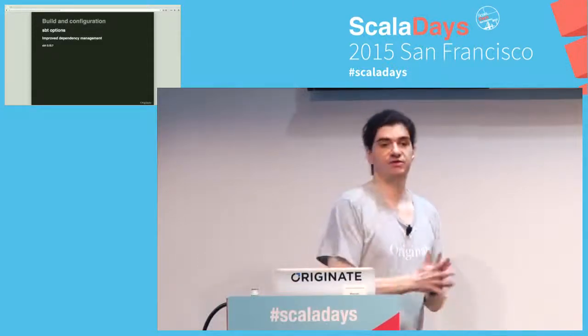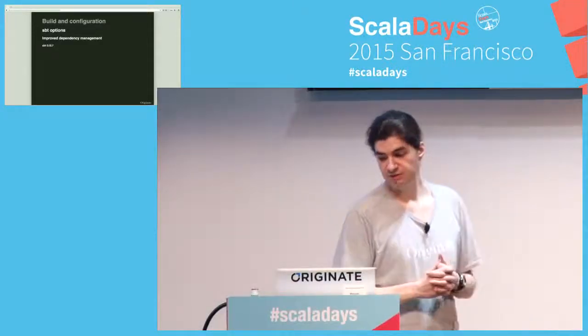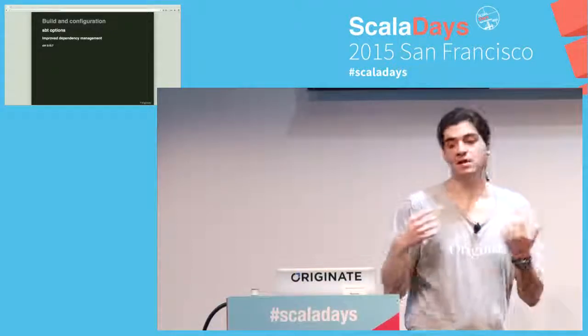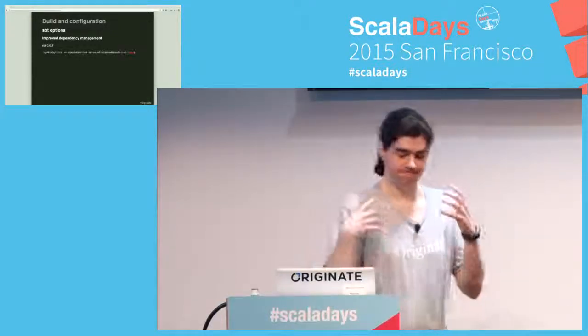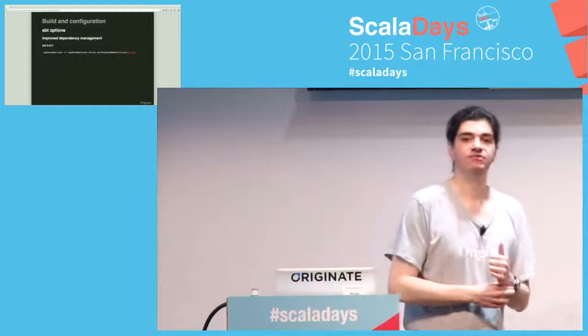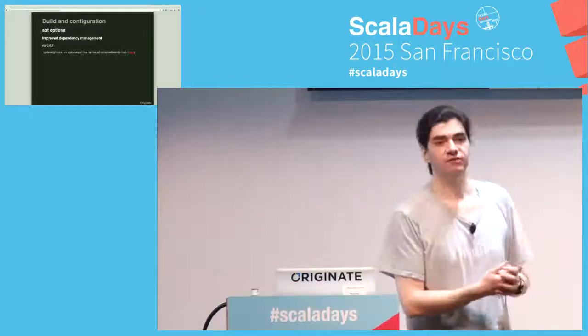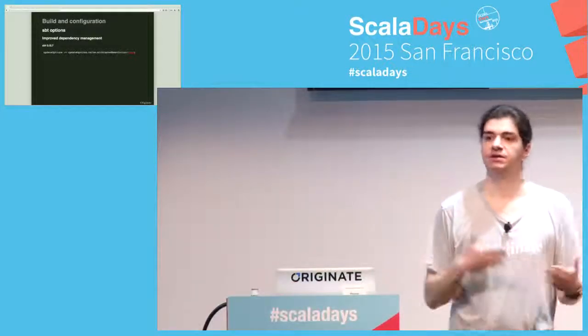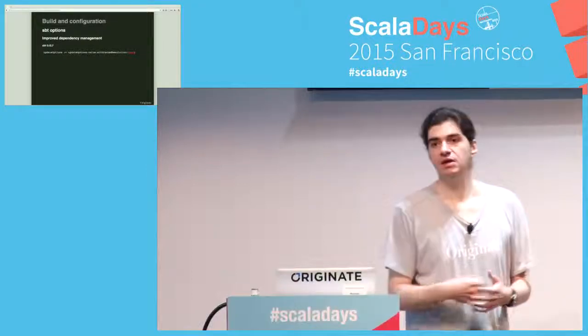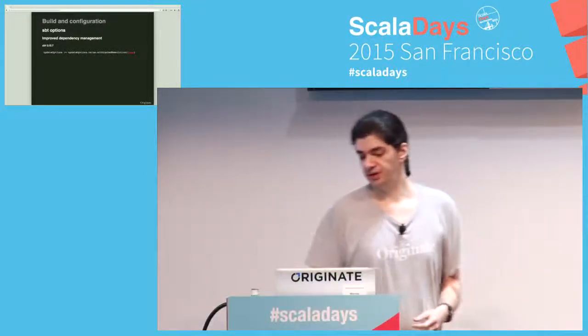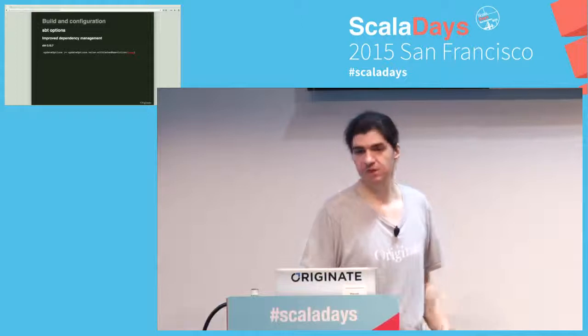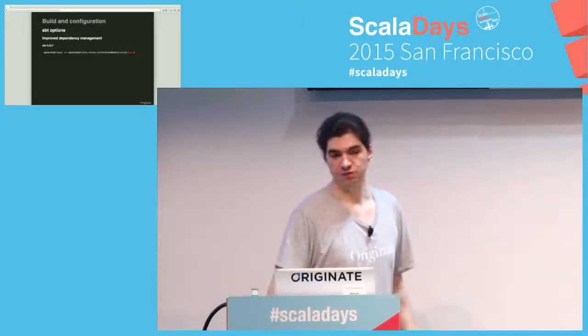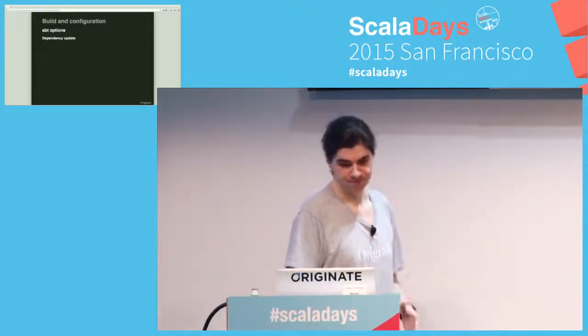Right now in SBT 0.13.7, they introduced an improved dependency management. So what this is going to do, you add a line to SBT, and SBT is going to cache some of the calculations it does when it has to resolve the dependencies. And this does speed up things a little bit. I don't have any numbers to show you here, but it also helps to reduce build time.